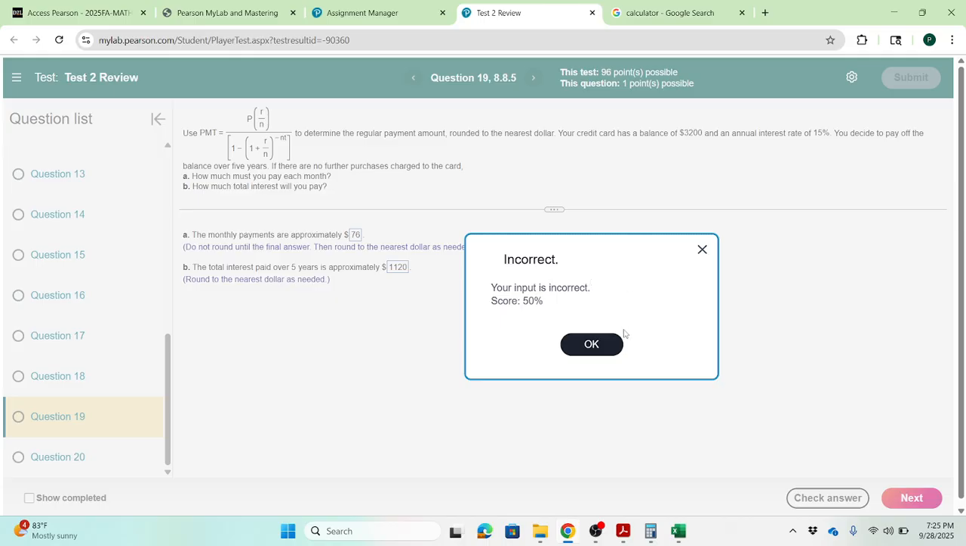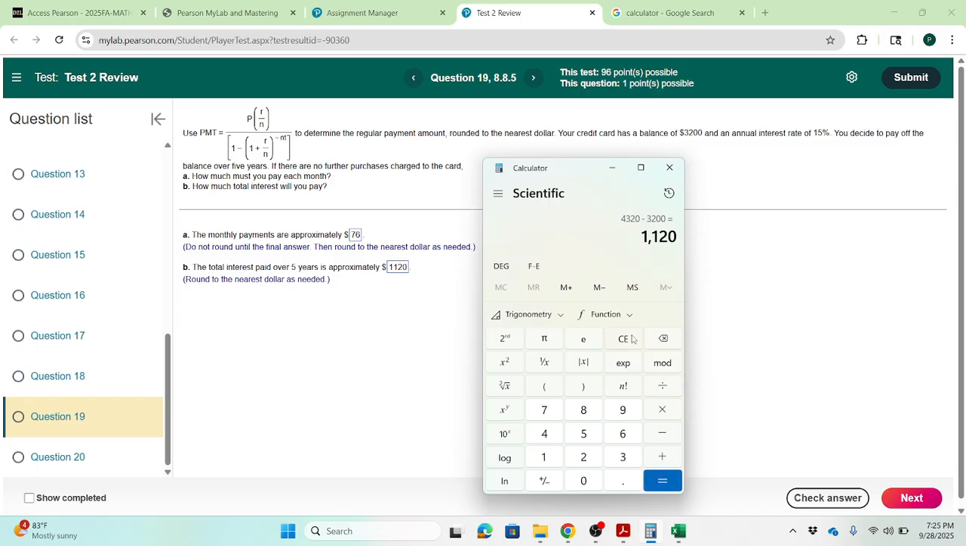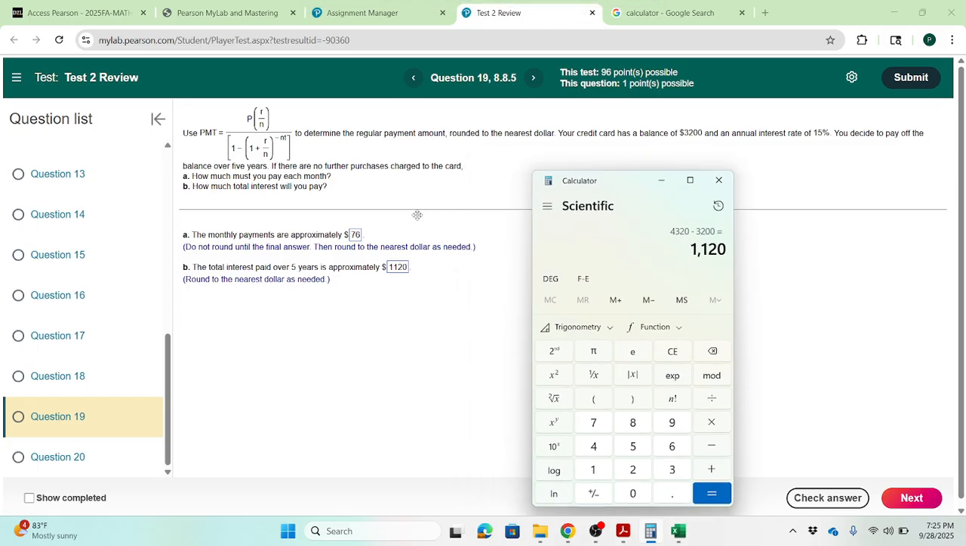I did something wrong. I don't know what that is. Let me go back. The answer is 76 point, do not round until the final answer, then round to the nearest dollar as needed. That's what I did. Let me go back.